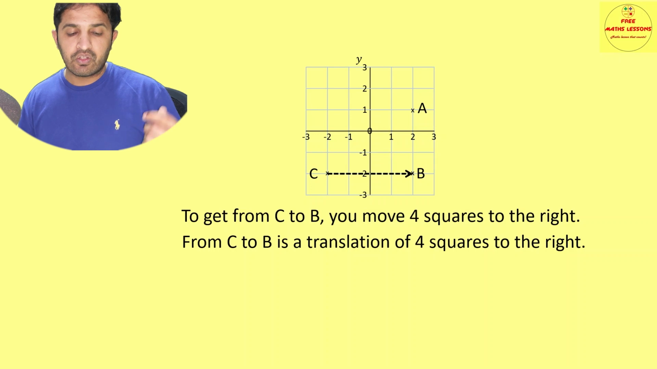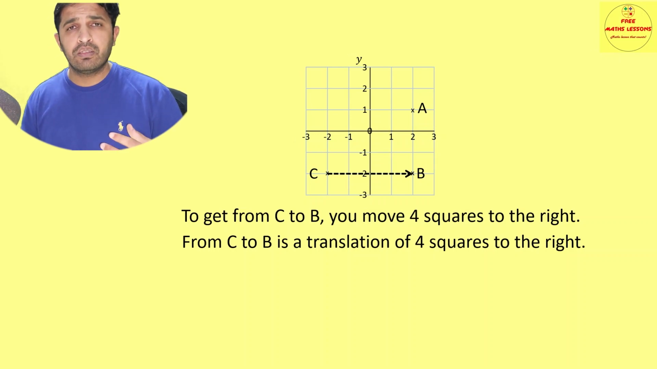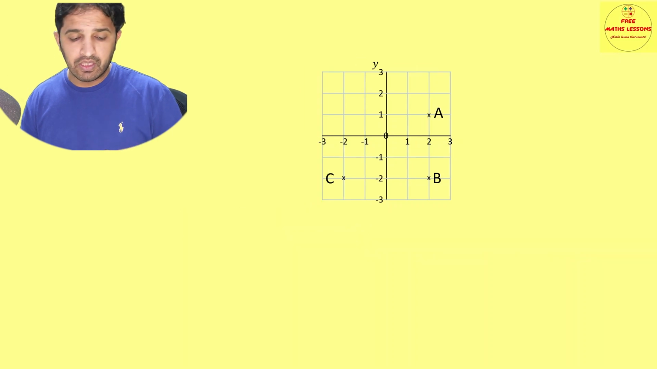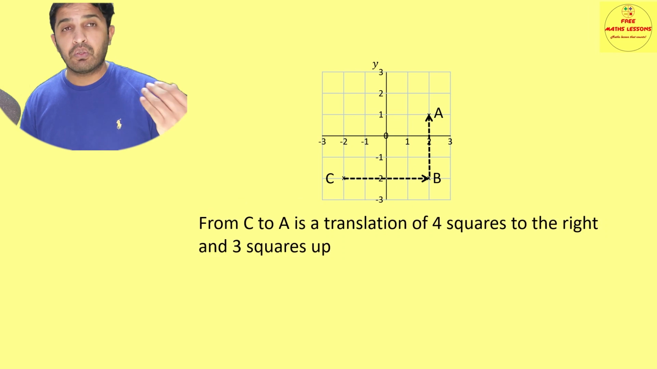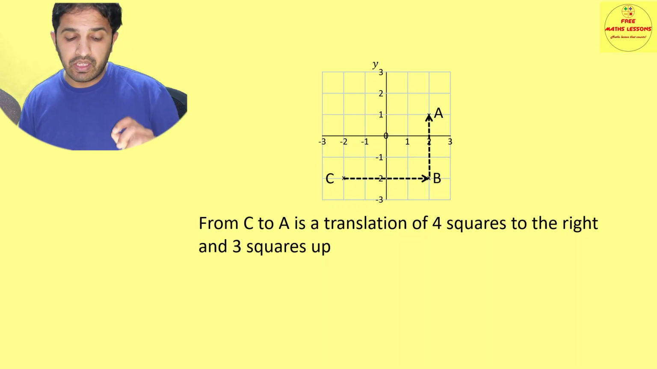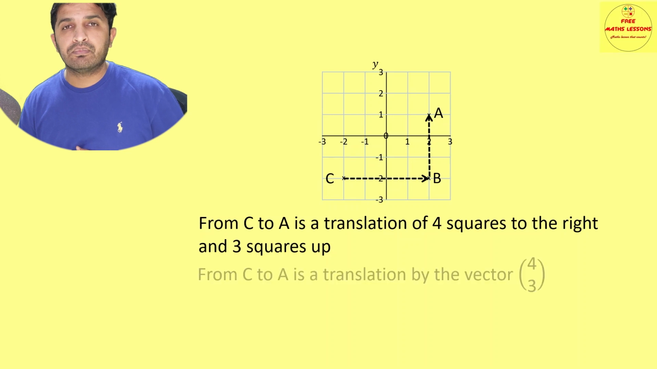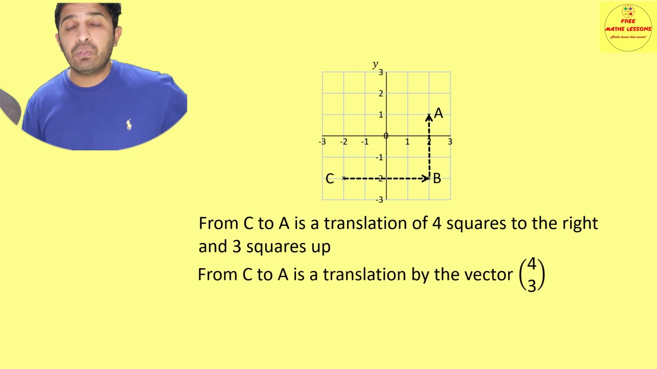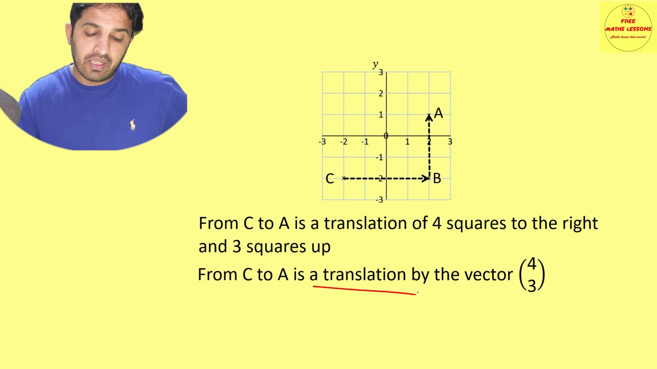C to B, the translation of 4 squares to the right. We generally don't say it in words. What we're going to use is a vector. So if you go from C to B to A, we're going 4 squares to the right and then 3 squares up. That's the translation of 4 squares to the right and 3 squares up. We use the vector to describe that transformation. So you say it is a translation by the vector (4, 3).